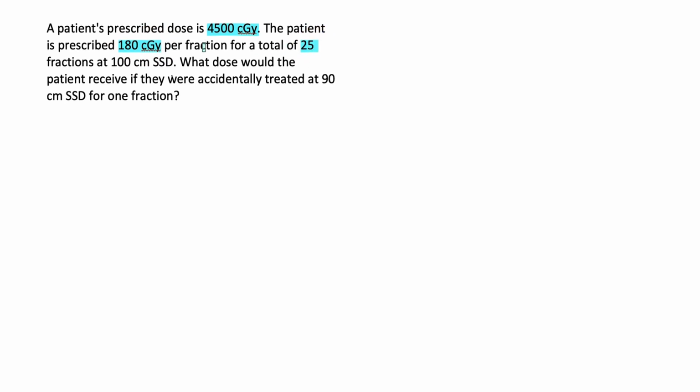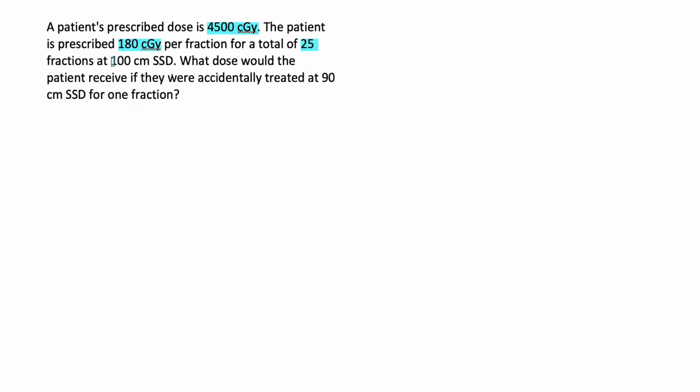So this has a lot of information, and let's try to unpack it to see what kind of calculation we need to do. Some things that we know: the prescribed dose is 4,500 centigray. The dose per fraction is 180 centigray, and there are 25 fractions. And the distance is 100.